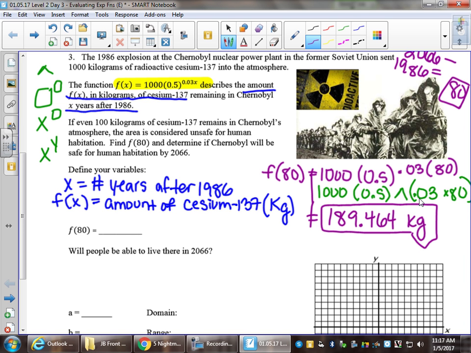People on your phones, you do 0.03 times 80 first to get the new exponent, then do 0.5 raised to that number, then multiply by 1,000. You have to use your order of operations step by step. So f of 80 is 189.464 kilograms. So the question is, will people be able to live there in 2066?